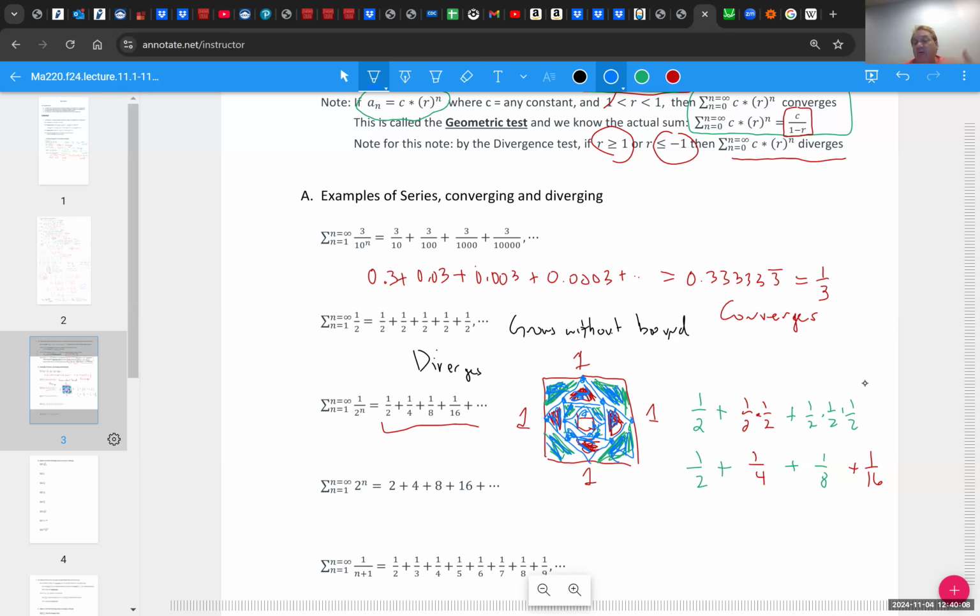However many times I do this, I guarantee you that the total area I'm shading is less than or equal to 1, because the entire square has an area of 1, and every time I'm shading part of the inside of this 1 by 1 square. So this is going to be less than or equal to 1, and later, even today, we're going to show this is equal to 1. And because it's equal to a finite number, we know it converges. This is going to converge.